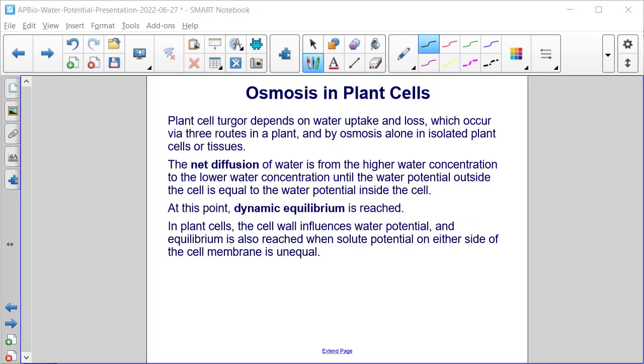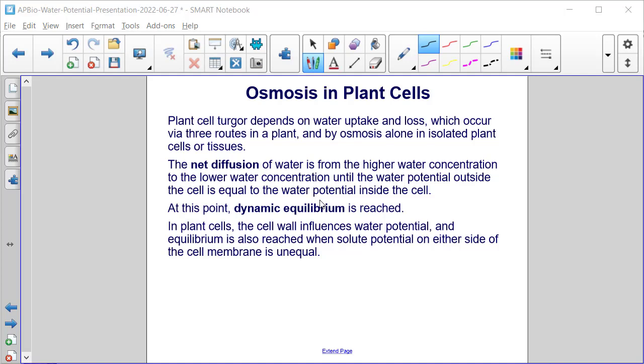Plant cell turgor depends on water uptake and loss, which occur via 3 routes in a plant, and by osmosis alone in isolated plant cells or tissues. If you want to review these 3 routes of water uptake and loss, it's back on slide 4 or 5 of this presentation in the first section. Again, as discussed in the slide, no need to memorize it, but if you want to reference it, you can.